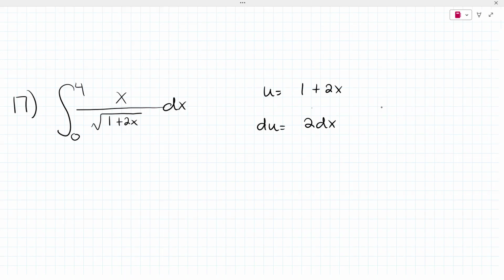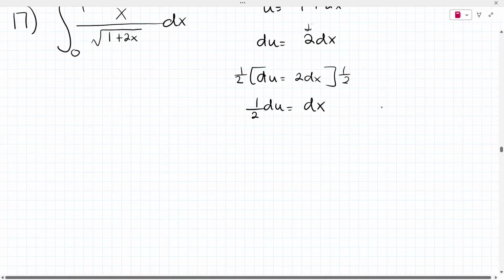You're probably thinking, well, this doesn't work because we need to have some kind of x, and we don't have an x. It will work. What we'll have to do is rewrite u in terms of x. But first, I'm going to get rid of this 2. It's a constant, by multiplying both sides by 1/2. This is going to be 1/2 du equals dx. Now I'm going to rewrite u in terms of x.